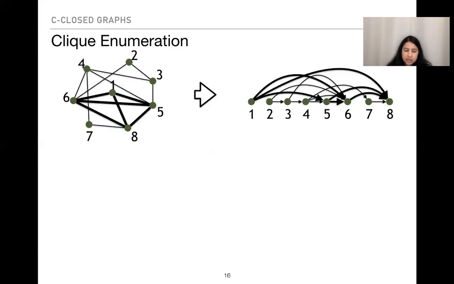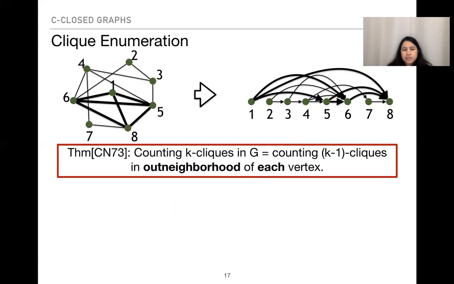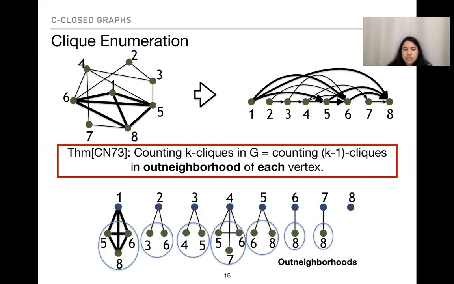In the process that I described here, we would end up finding every clique multiple times. So in order to avoid that, there's a simple trick, which is we order the vertices of the graph and orient the edges from lower vertices to higher vertices. In this way, we convert it to a DAG. And once we convert it to a DAG, one can show that, say if we wanted to count the number of k-cliques in G, then that would be equivalent to counting the number of (k-1)-cliques in the out neighborhood of each vertex. So for every vertex, we would look at its out neighborhood. And now we are interested in counting the number of cliques in these out neighborhoods.